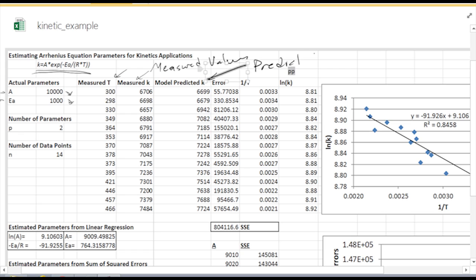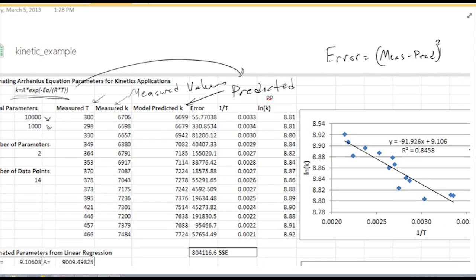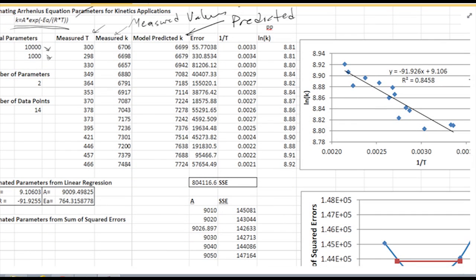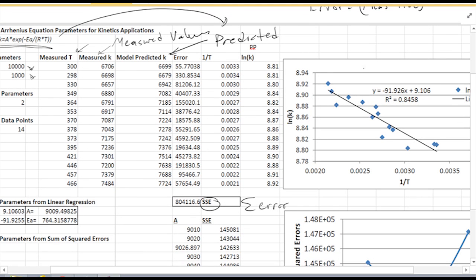Those come from the Arrhenius expression that you can see up in the upper left hand corner. So I took the temperature with my values of A and EA, those were my guess values, and then I predicted a K. And then I computed an error for each one. Now the error in this case is just the measured minus the predicted, squared. So I have a squared error, and then I'm going to sum those up. I'm going to have the sum of the squared errors, SSE. Okay, now I can minimize this to obtain my A and EA.